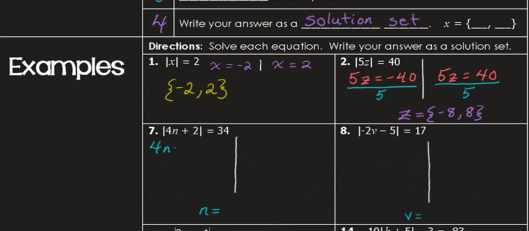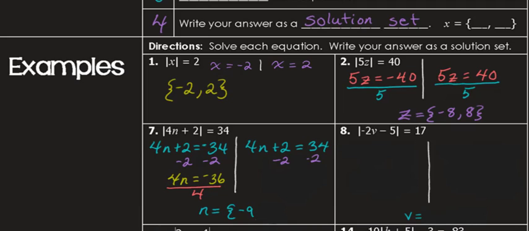Set 4n plus 2 equal to -34 and 4n plus 2 equal to +34. It does not matter which order you choose to set it equal to negative or positive. Subtract 2 from both sides. 4n equals -36, divided by 4. -36 divided by 4 is -9.